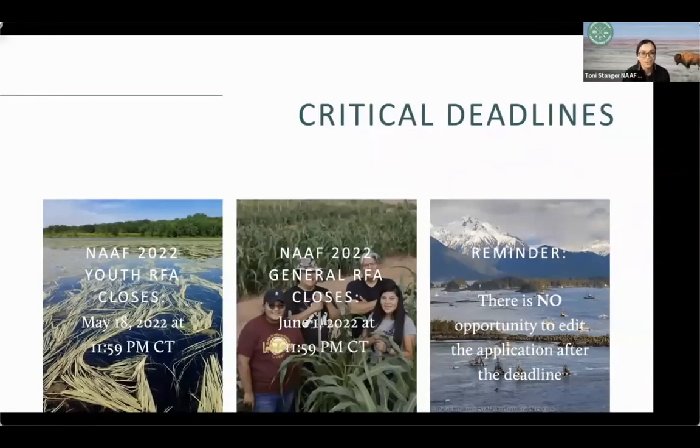Critical deadlines: our NAAF youth funding does close early. So be prepared to get that application in first if you're applying for both the youth and the general. The youth closes on May 18th, 2022 at 11:59 p.m. Central. Our applications have always been in Central Time, so be prepared to accommodate whatever time zone you're in to meet that Central Time deadline. And again, we encourage you to turn it in early, because we have had applicants who were 1 minute late and the system shuts off, and we do not provide extensions.